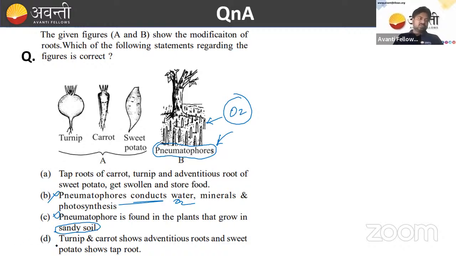That's why option C is also wrong. Here they are told that turnip and carrot show adventitious roots. No, actually, sweet potato has an adventitious root, and that's why this option is also wrong. So the correct option is A. Taproot of carrot, turnip, and adventitious root of sweet potato get swollen, and they store food in the root. That's why option A is correct here.